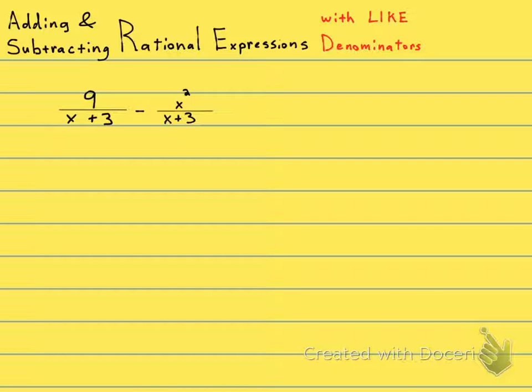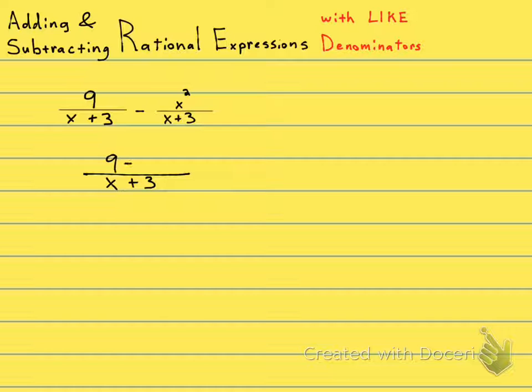Look at this one. We are subtracting rational expressions, and they do already have a common denominator. You know, we can't add or subtract without a common denominator. So let's go ahead and put them together, all over one denominator. I have x plus 3, and I'm going to have 9 minus x squared.